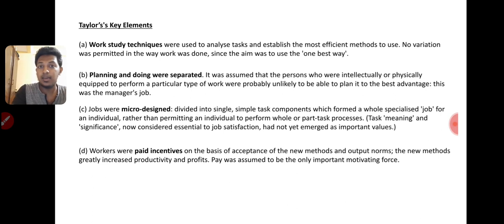Taylor's key elements are the simple work study technique, planning and doing being separated, micro design, and paid incentive. Second, it was assumed that people who were intellectually or physically equipped to perform a particular type of work were probably unlikely to be able to plan to best advantage. This was the manager's job. It means planning: we have to understand which work should be assigned to which person, how many resources, how much time. Micro design means we have to go inside and plan for that.